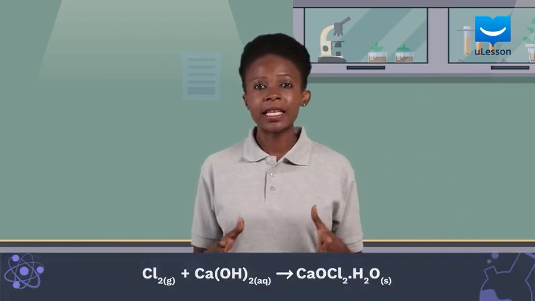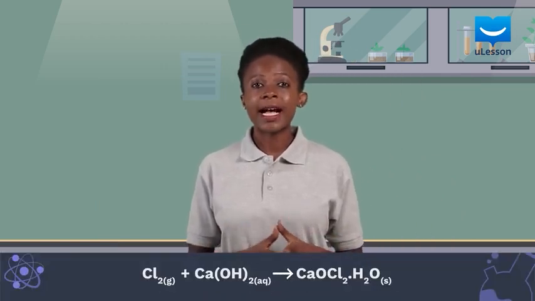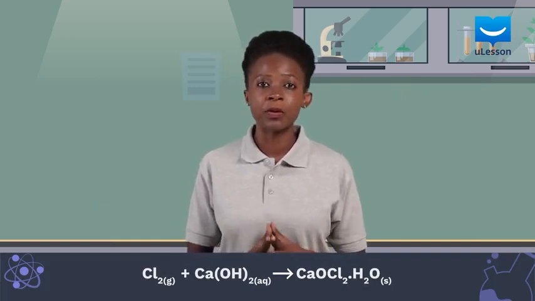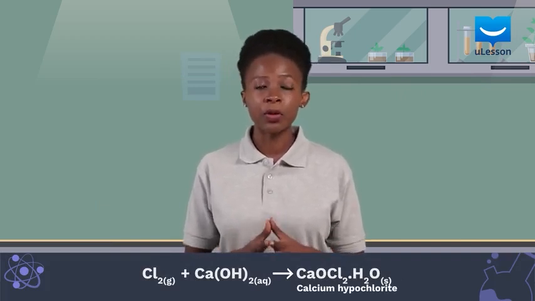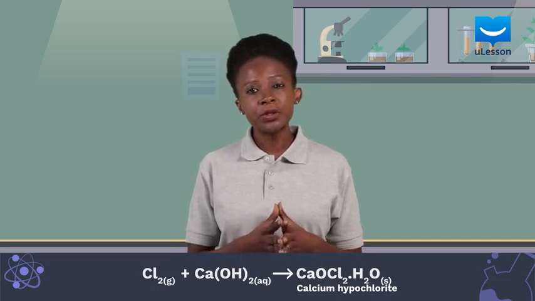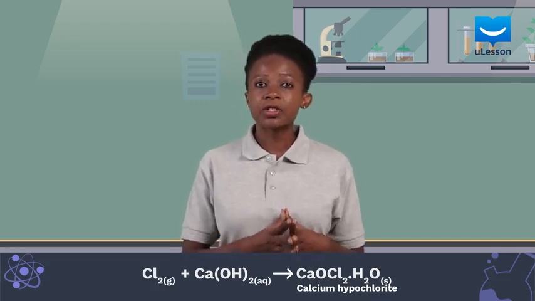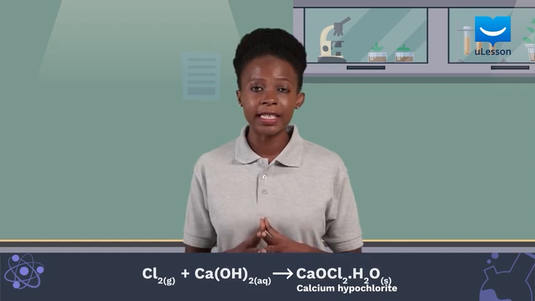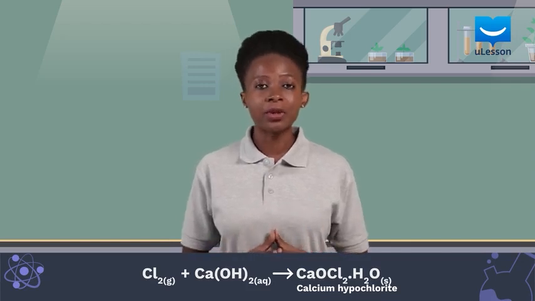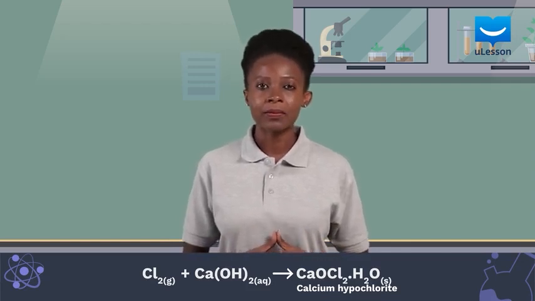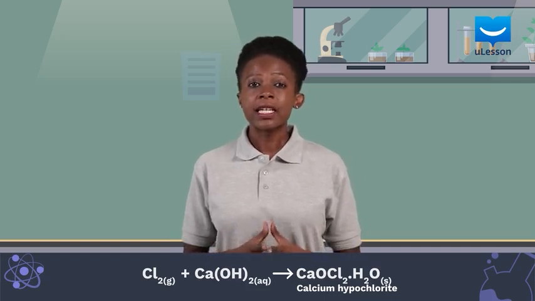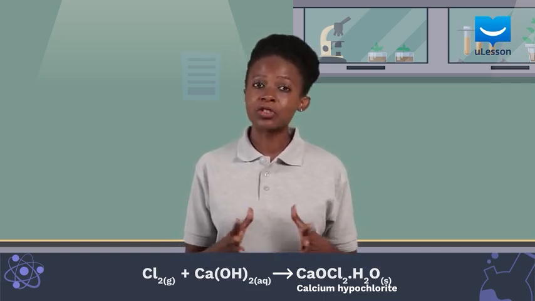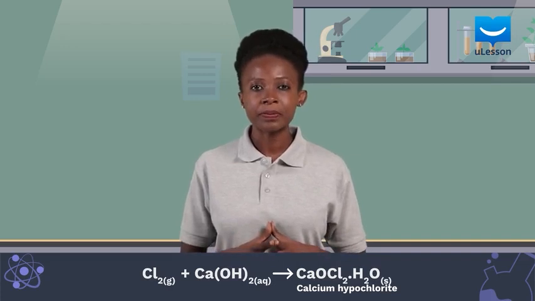As stated at the beginning of this lesson, chlorine gas is used in the production of the active ingredient in bleaching powder, called calcium hypochlorite. This is due to the ability of chlorine gas to react with the dilute solution of an alkali called calcium hydroxide, which is commonly referred to as slaked lime. Calcium hypochlorite is prepared by treating slaked lime with chlorine gas as shown in this equation.